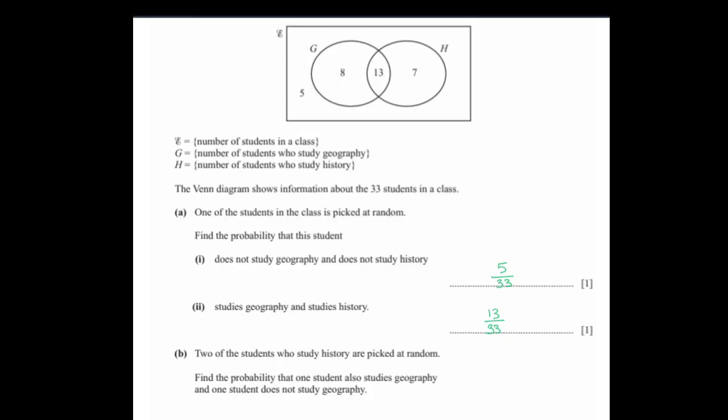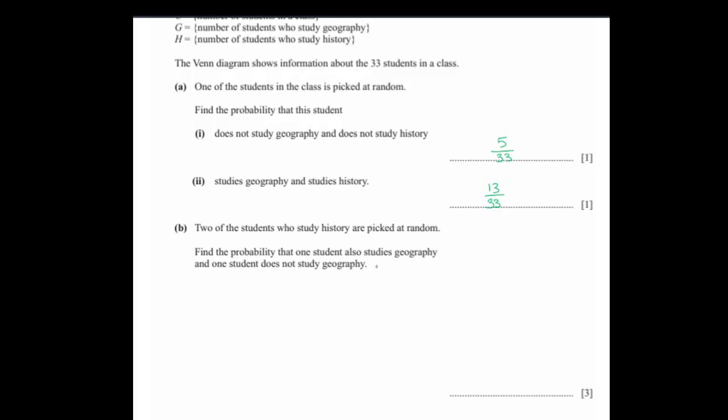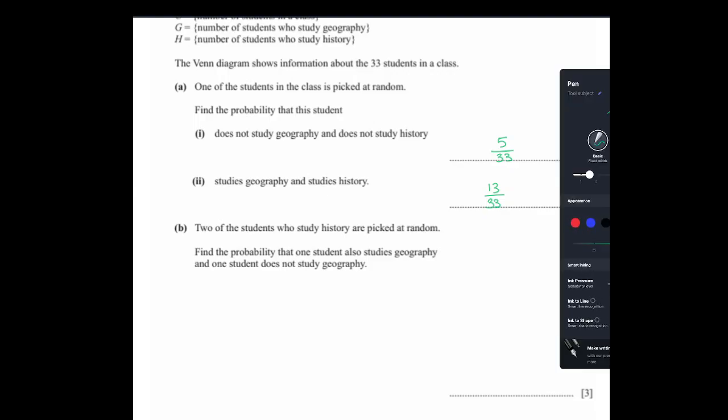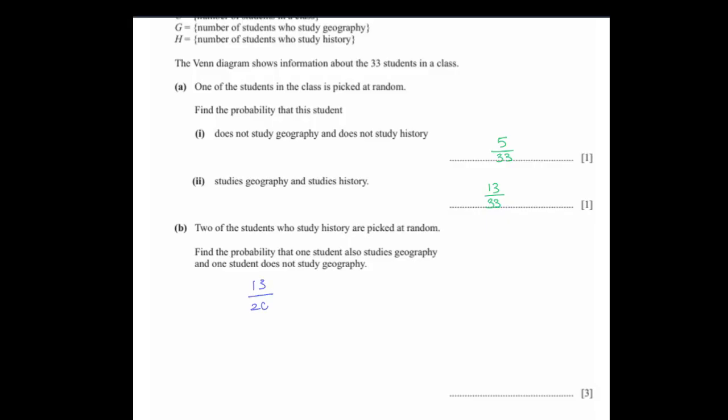Then the probability should be that one student is picked who also studies geography, and then one student does not study geography. So one student should be from the 13 and one student should be from these 7 students. It should be 13 by 20 into 7 by 19. If the student picked is studying geography also, studying history and geography both, there are 13 students. So from that we take the 13 students, right? So 13 by 20 into, and the student picked who does not study geography, that should be 7 by 19 because one student is already picked.